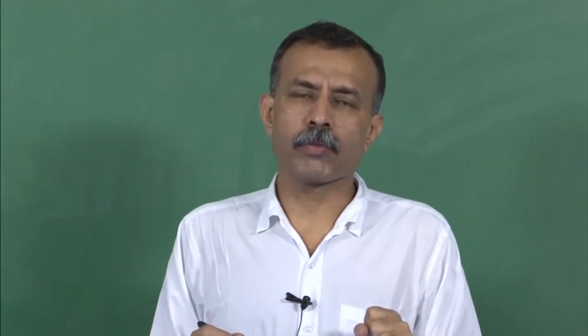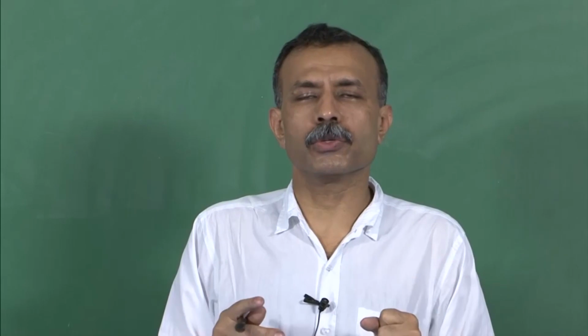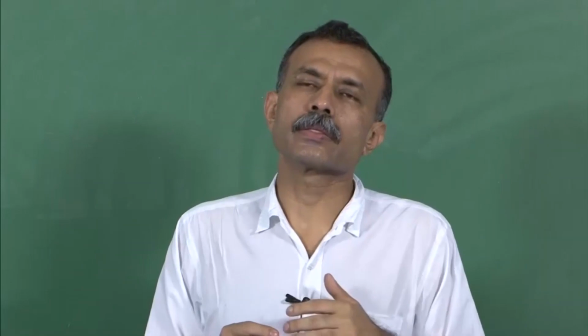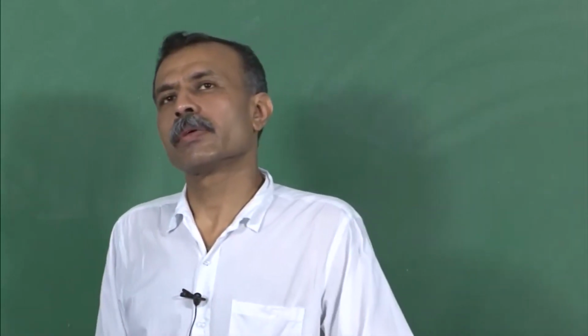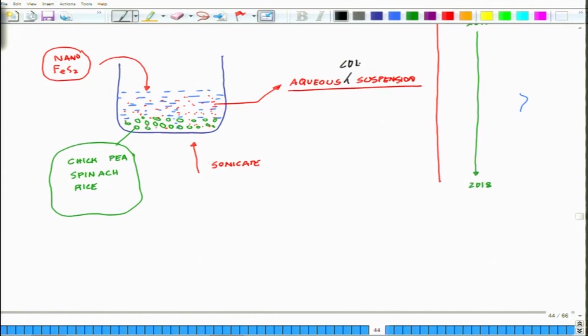So, the first set of experiments that was done was with nano-FeS2, or nano-pyrite. This in itself is not soluble in water, it is insoluble. So, in other words, when you add pyrite in water, it remains in suspension. So, you can call it a colloidal suspension, essentially an aqueous colloidal suspension. Now, this colloidal suspension does a couple of things.